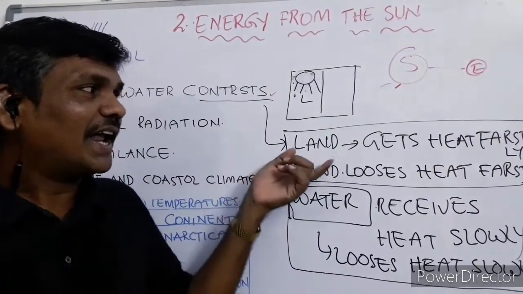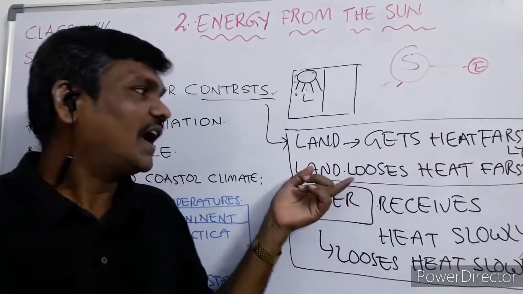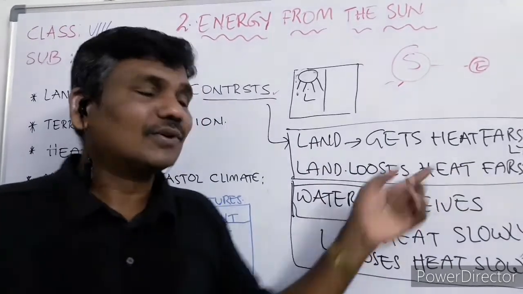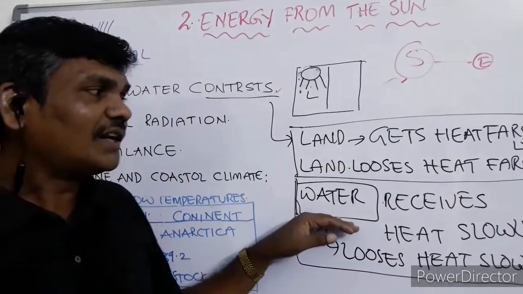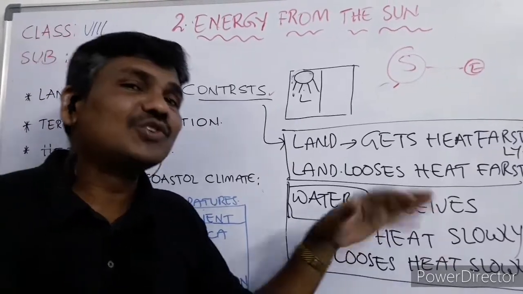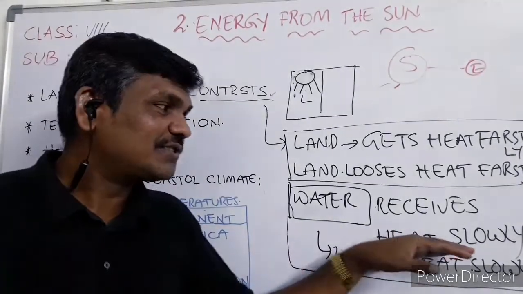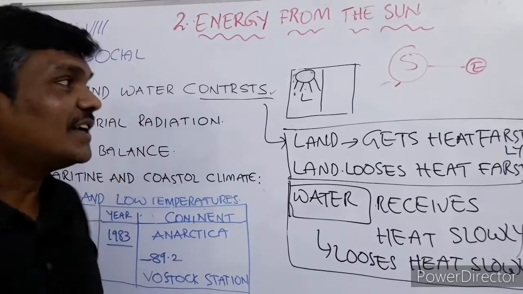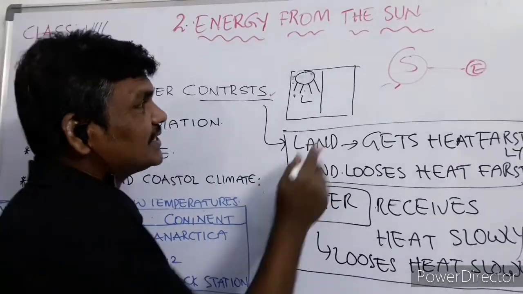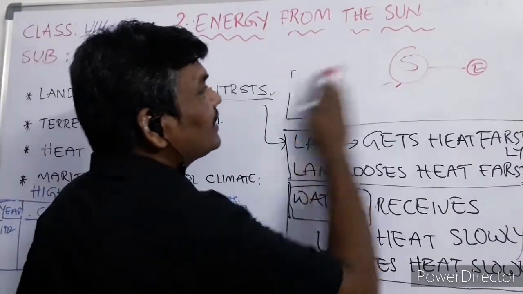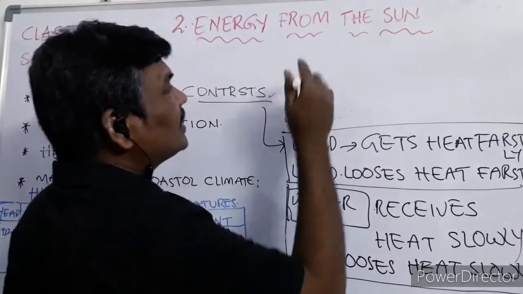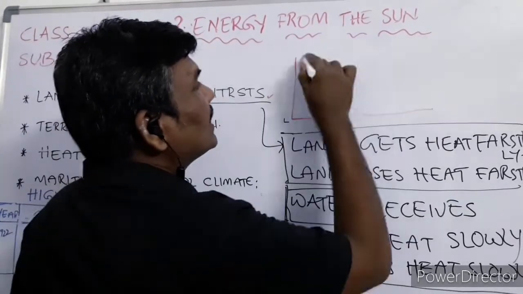Come on, I repeat, land gets heat fast and loses heat fast, whereas water receives heat slowly. Water receives heat slowly. How is it affecting things? Observe here, I am drawing the land and water here.